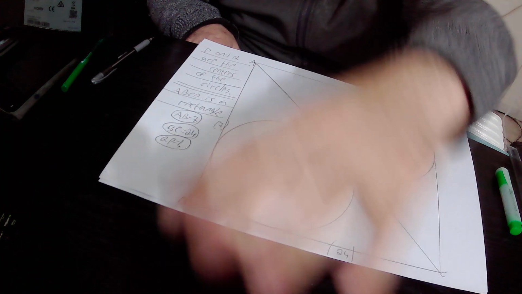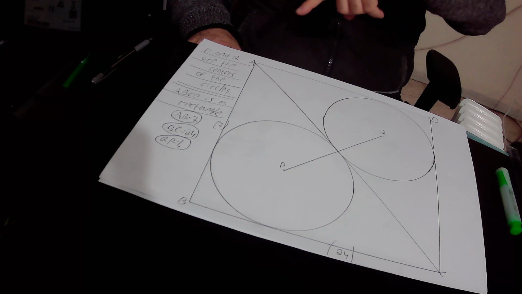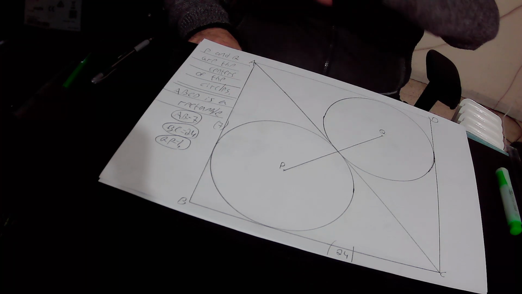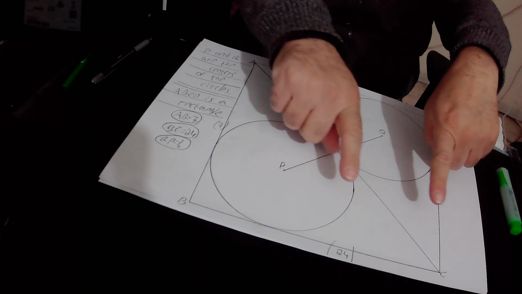Now, in this lecture, we find out the distance between the centers of two circles. In the drawing, we have rectangle ABCD. We know that side AB of this rectangle equals 7 units in length. Side BC equals 24 units in length.